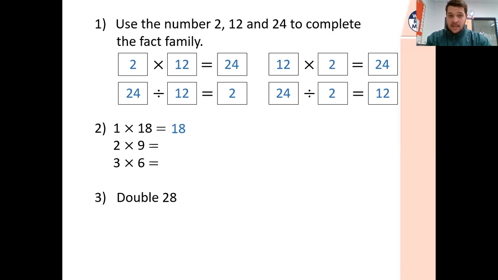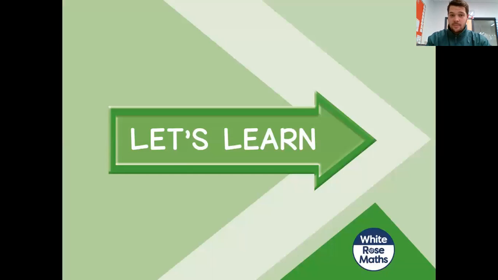One lot of 18 is 18. 2 lots of 9 is 18. And 3 and 6 also gives you the product 18. Double 28. What we could do, we could double 30 and double 2 and take that away. So 60 take away 4 is 56.